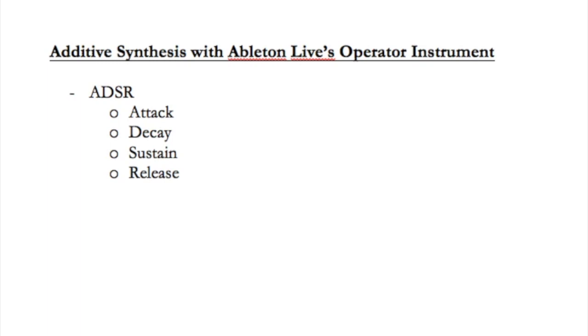The release tells us how long the sound will continue after we take our finger off the key on a synthesizer, after the sound is sort of done with its sustain portion. A short release means the sound will stop very quickly. A long release means the sound will fade over time. Different ADSR envelopes will create really different sounds, and so this is one way we can get more variety out of our sounds in additive synthesis.